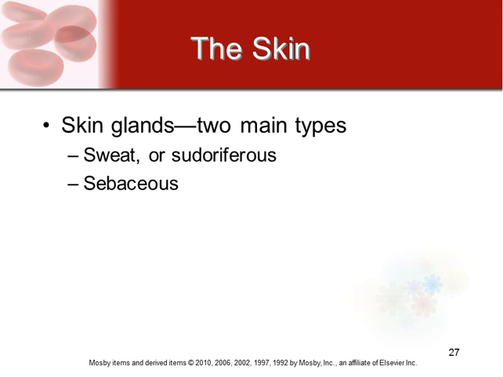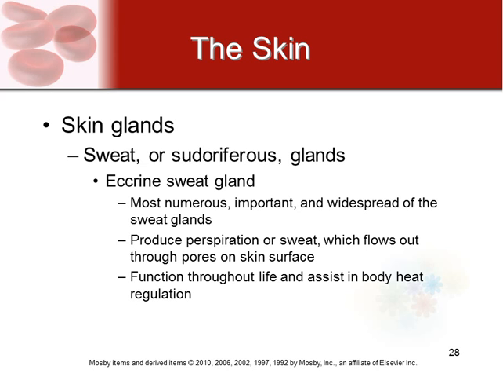So, besides those, we have another type of appendage, and that would be your skin glands. Your skin itself isn't secreting anything. It's the glands that are secreting things. And you have two main types of glands. You have sweat glands and sebaceous glands. Your sebaceous glands are your oil glands. So your sweat glands, you have two different kinds. There's your eccrine sweat glands, and these are your most numerous and widespread sweat glands. They produce just normal, thin sweat, and they're kind of all over your skin.